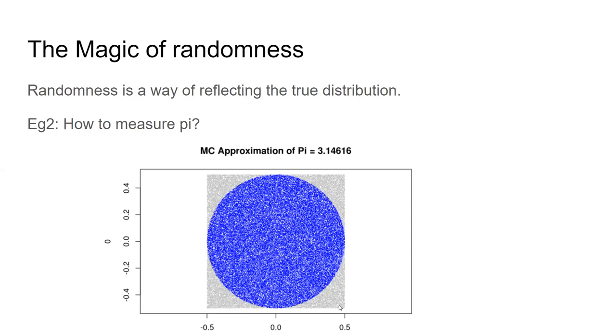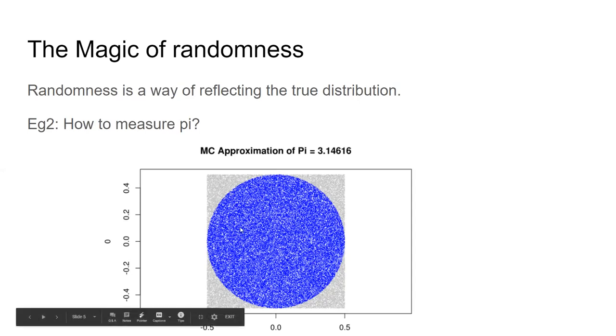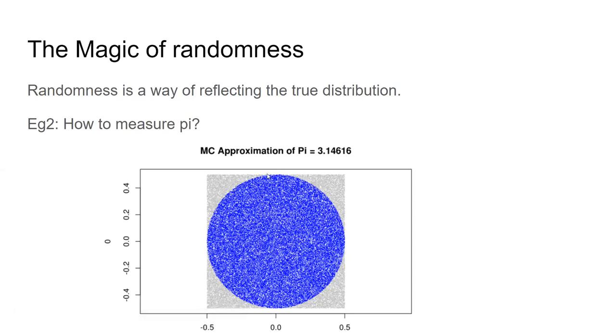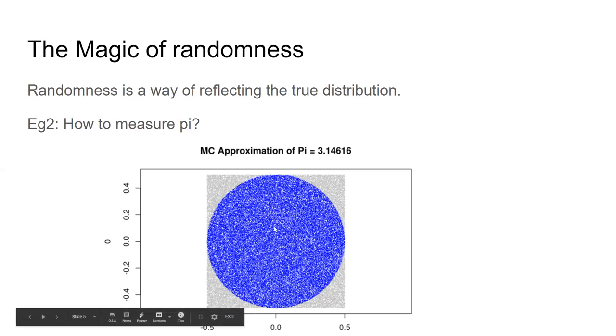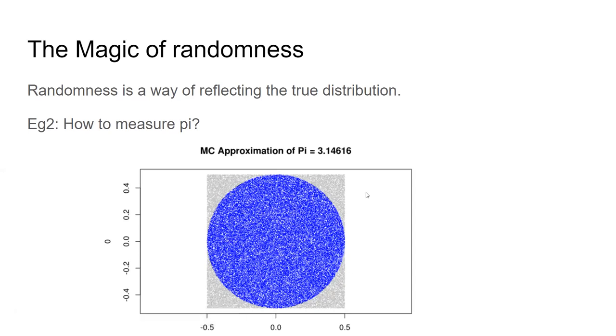Why does that help? Because the ratio of the points inside the circle compared to the whole number of points is exactly the ratio of the area of the circle to the area of the whole square. With a calculation like that, we get an approximation of pi.